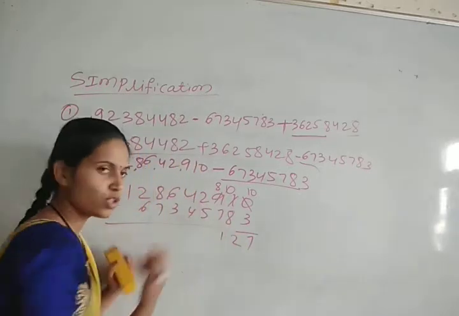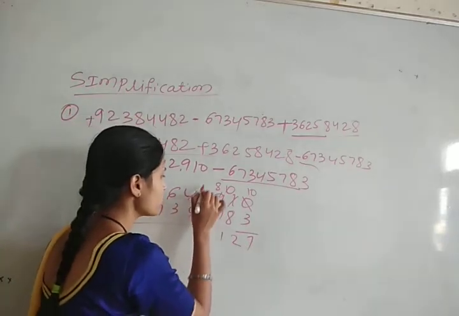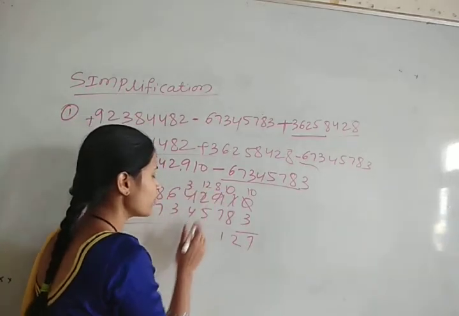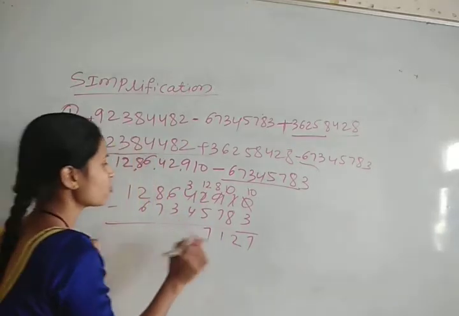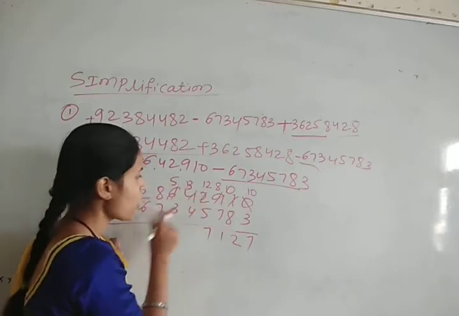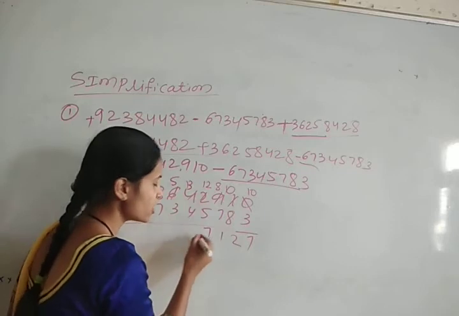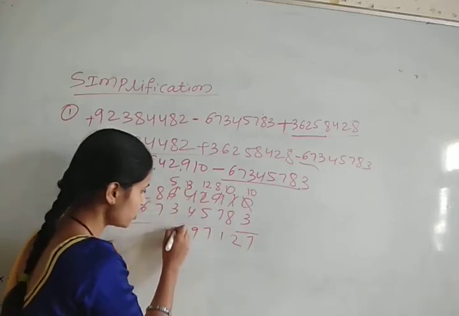Now 2 minus 5 is not possible. For that I will take one borrow from this 4. Now this 2 becomes 12. Here we have with 3. 12 minus 5 is 7. Here 3 minus 4 is not possible. For that I will take one borrow from this 6. Now this 3 becomes 13. Here we have with 5. 13 minus 4 is 9. Now 5 minus 3 is 2.